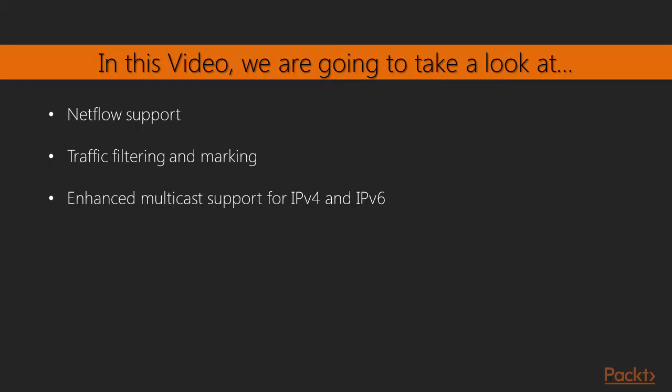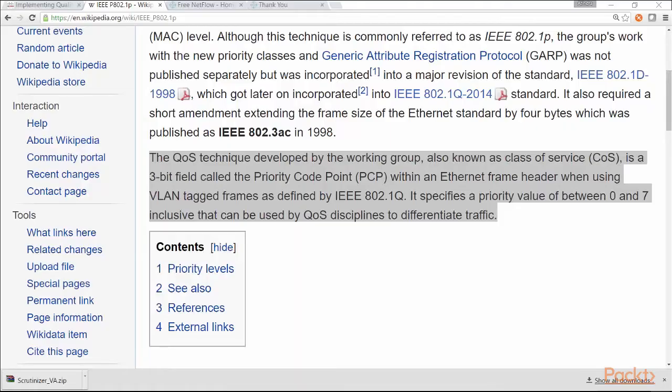Having looked at NetFlow support in the vSphere distributed switch version 6, let's now look at traffic filtering and marking before we proceed to the multicast support. Before we jump into the vSphere web client and start configuring the vSphere distributed switch, let's take a look at exactly what class of service means and what differentiated services code point, DSCP, actually means.